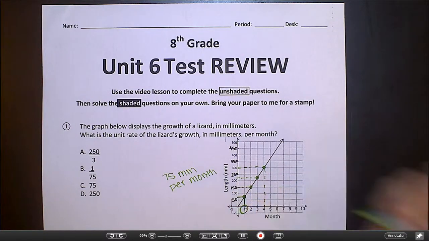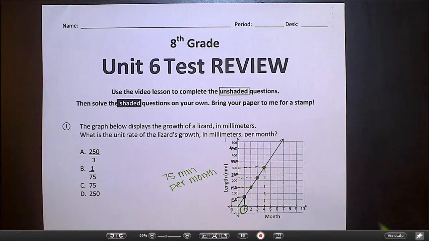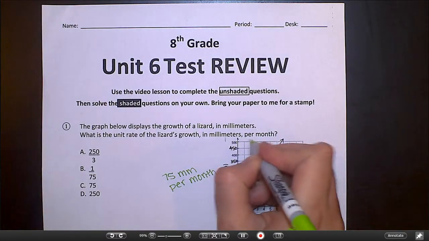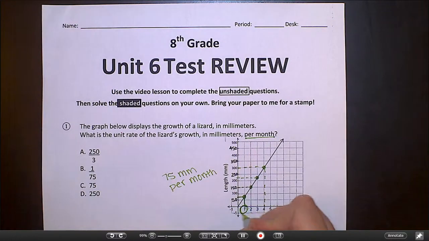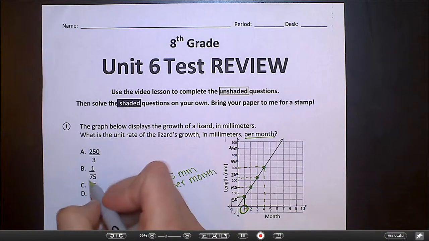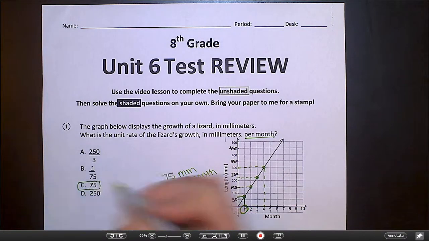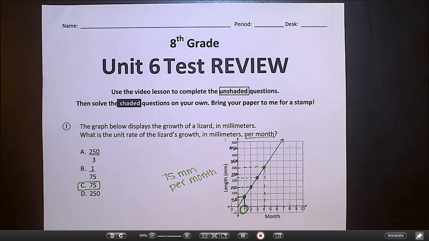But the big thing we want to keep in mind in these types of problems is it says millimeters per month, so I want 1 month. Per month means for 1 month. So this would be my answer right here. 75 millimeters per month.